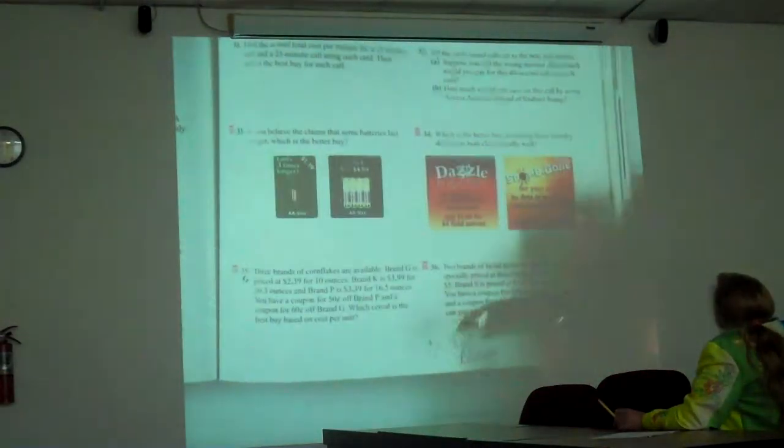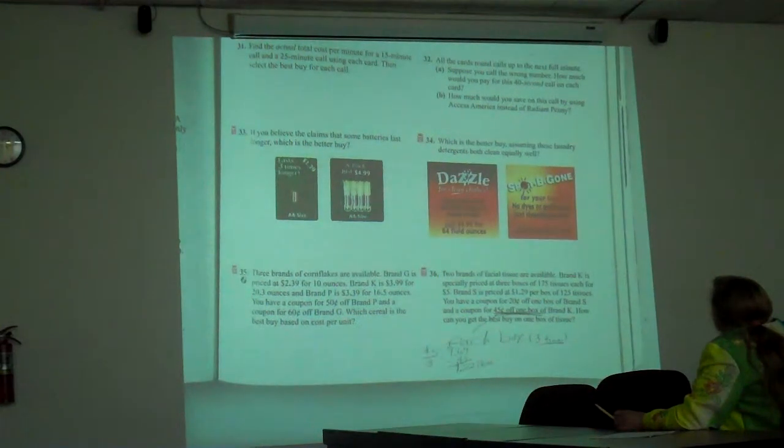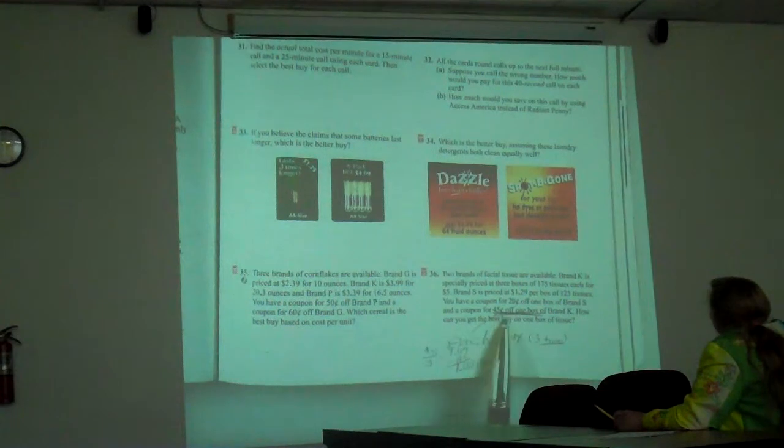There's one here, number 36. You might want to underline this part of it to make sure you don't forget to take the 40 cents off of one box.